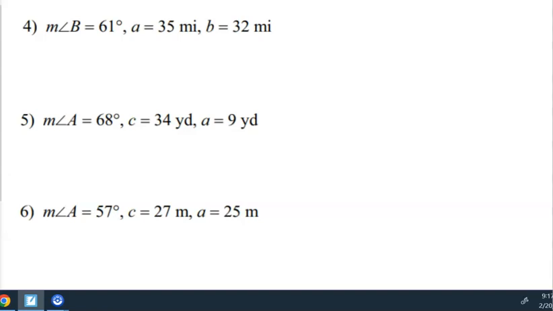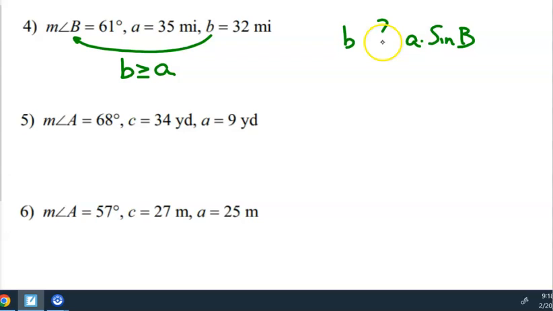Turn the video back on, and then I will go through all 3 of them. All right, so side opposite angle B is side B. So I'm comparing, is B greater than or equal to A? And if that's not true, then I'm doing is B compared to A times the sine of B. And again, there's my 3 possibilities here. So it's less than 0, equal 1, greater than 2.